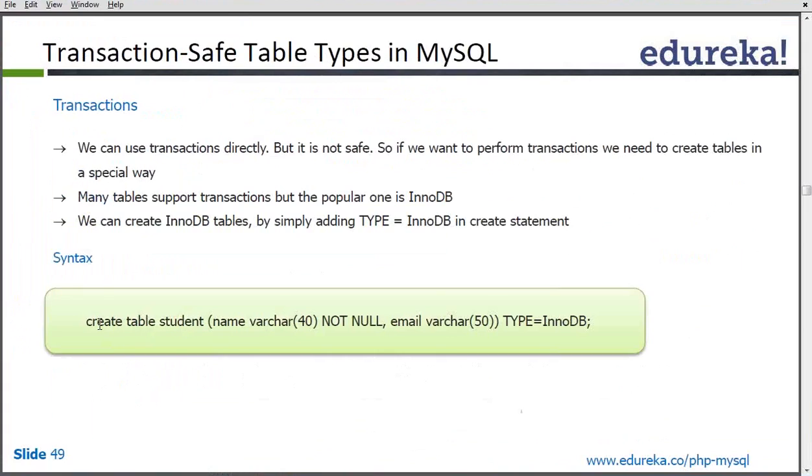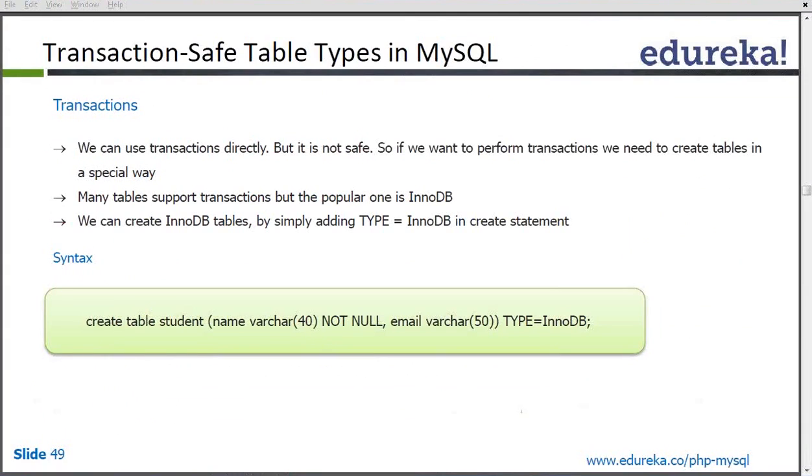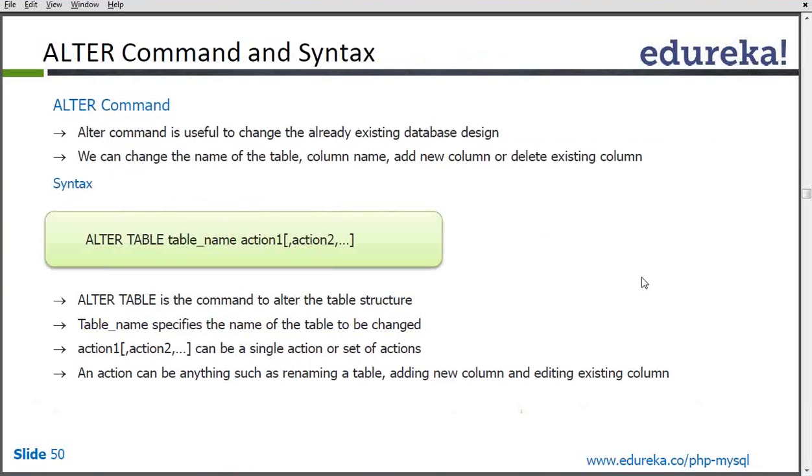Here you can see we are using create table student. We are giving the column name, column type, and then size, not null, email, column type, size, and the type of table. So here we are giving type equal to InnoDB. If I don't give this type, and we are using the 5.6 version of MySQL, it will by default take InnoDB. If we are using earlier versions, it will take MyISAM. This is the difference put in the latest version of MySQL, because InnoDB tables are the most preferred tables if we are going to perform any kind of transactions, or referential integrity, like foreign key constraints.